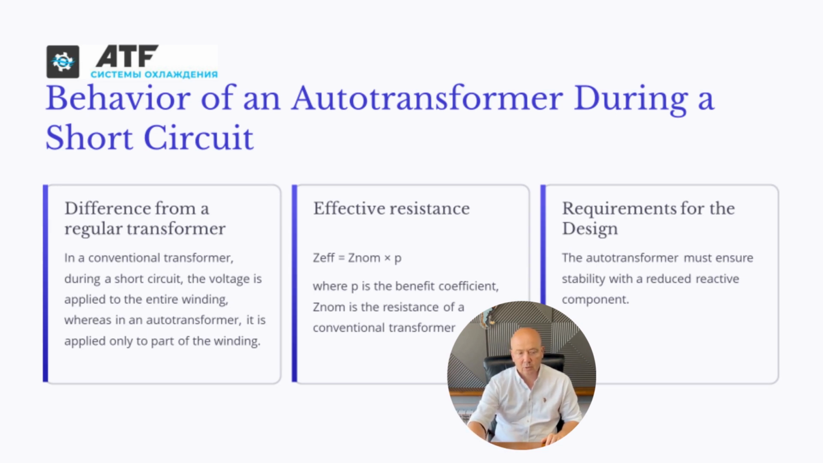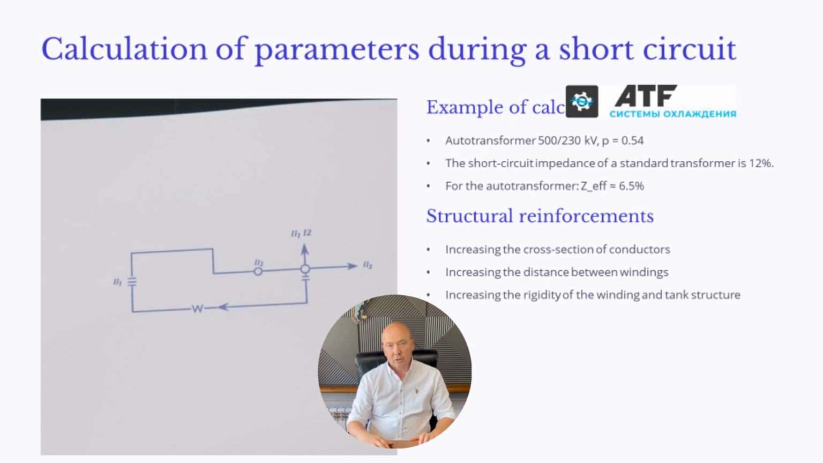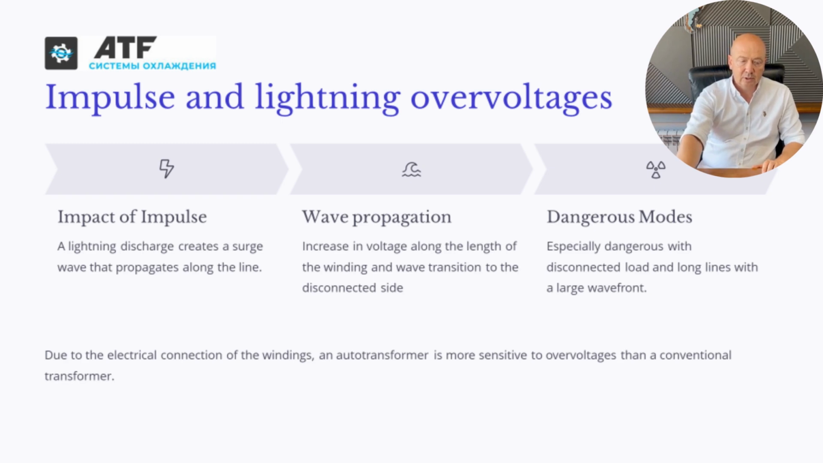This lower reactive component requires compensation. The autotransformer design must ensure stability despite the reduced reactance. Example calculation. Consider an autotransformer rated 500 kilovolts to 230 kilovolts with a benefit factor of 0.54. For a conventional transformer, the short circuit resistance is 12%. For the autotransformer, the effective resistance is about 6.5%. To withstand short circuit currents, engineers increase the conductor cross-section, the distance between windings, and the mechanical rigidity of the windings and the tank.